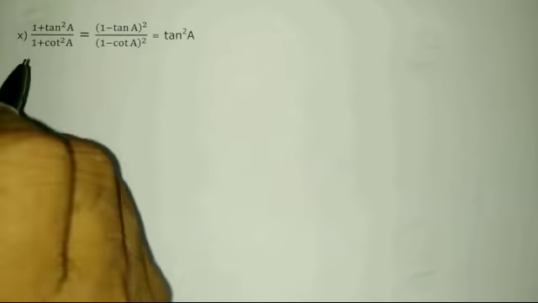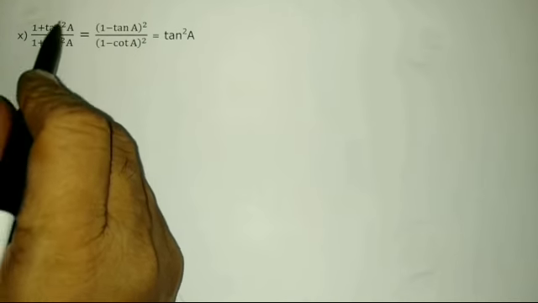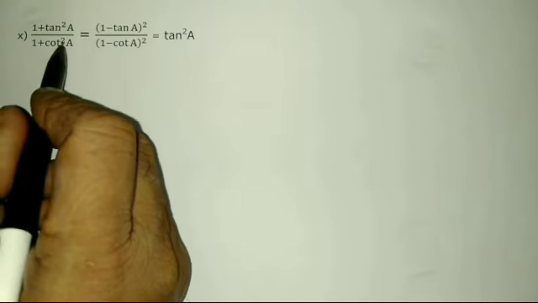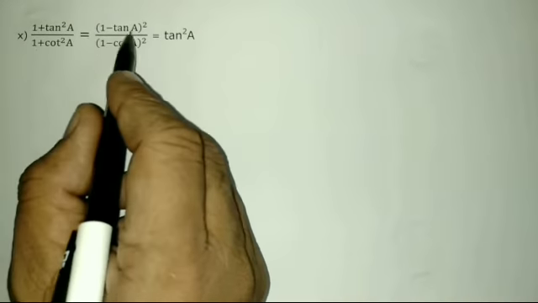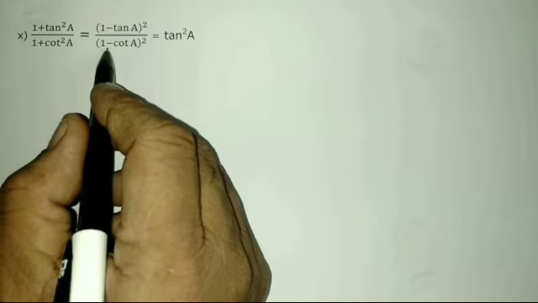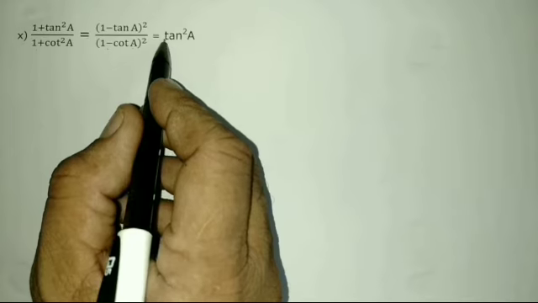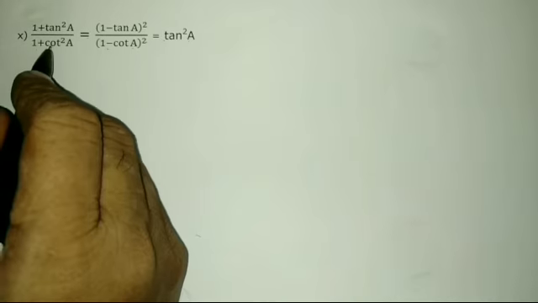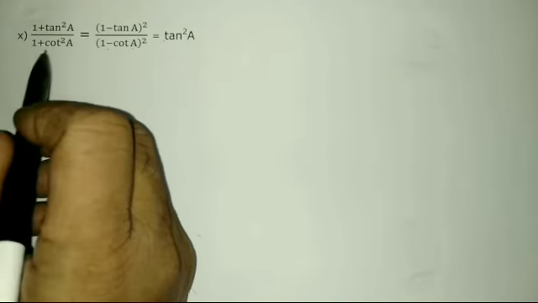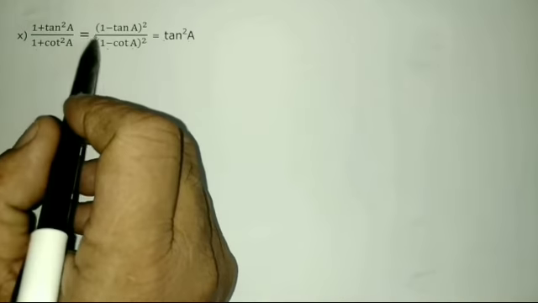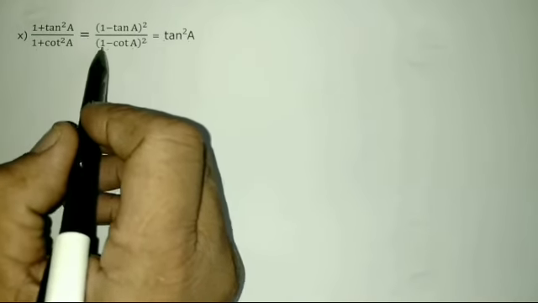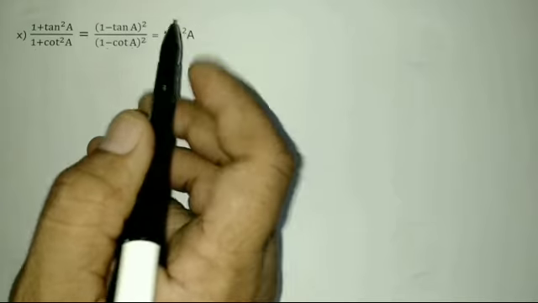Problem number 10. Show that 1 plus tan square A by 1 plus cot square A equal to 1 minus tan A whole square by 1 minus cot A whole square equal to tan square A. So now you have to prove that 1 plus tan square A by 1 plus cot square A is equal to 1 minus tan A whole square by 1 minus cot A whole square equal to tan square A.